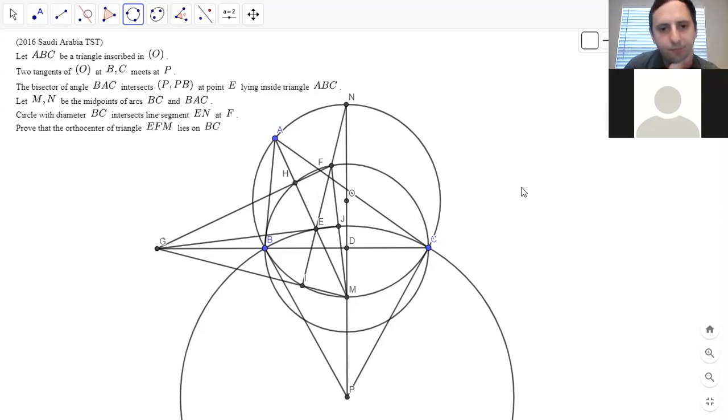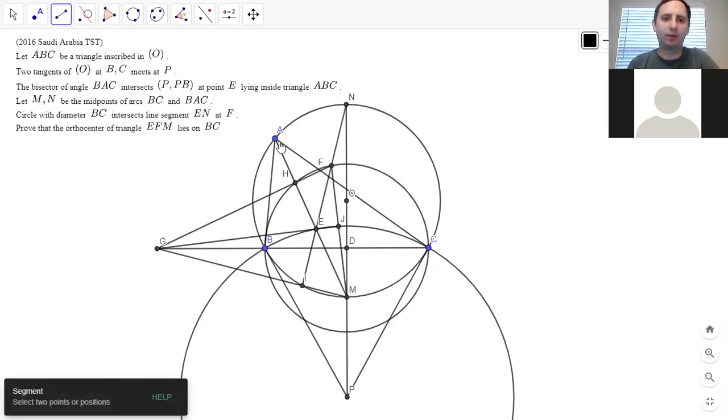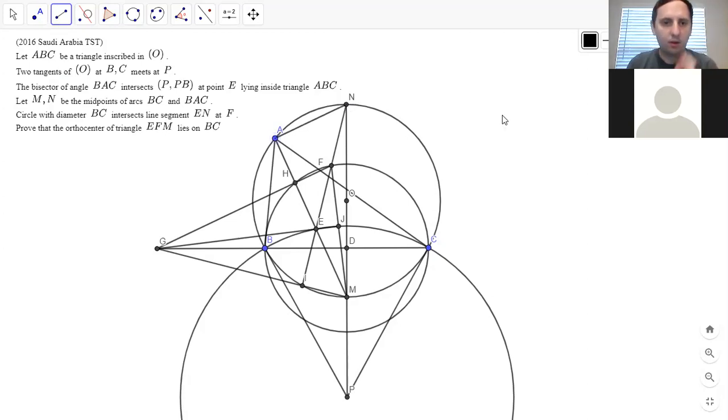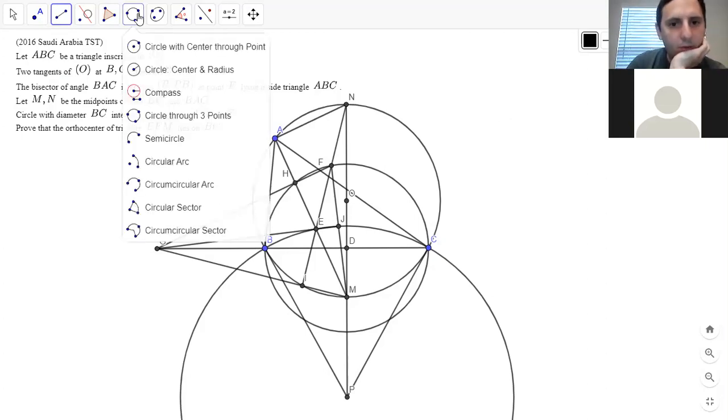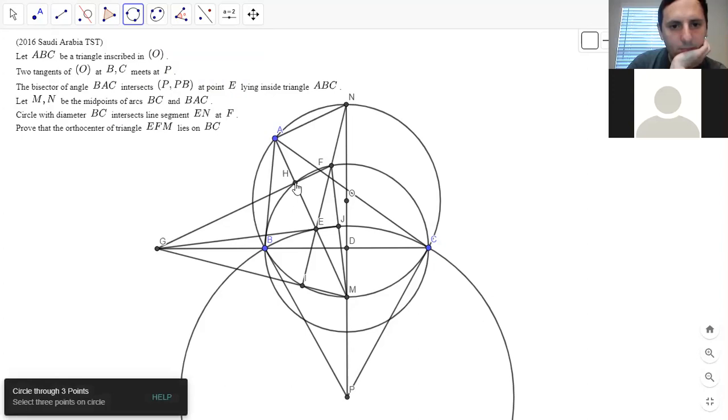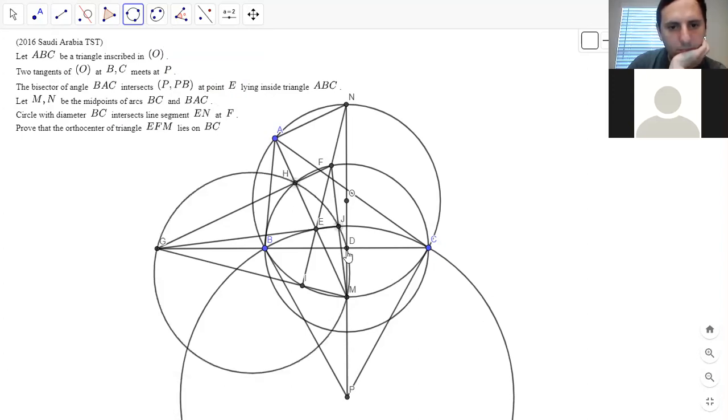But that would be equivalent to showing that HF is parallel to AM, or perpendicular to AM. Parallel. Oh, HF and AN. Okay, interesting. I also found that HJDM looks cyclic. Oh, really? HJDM? And also HEDN.